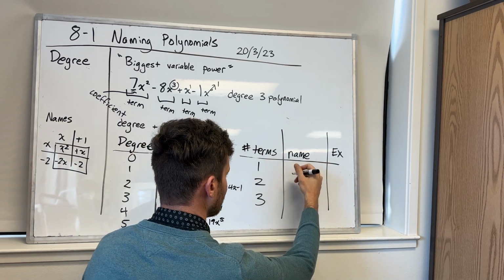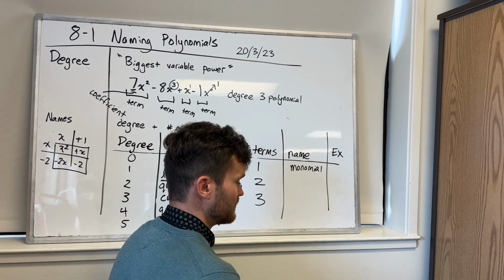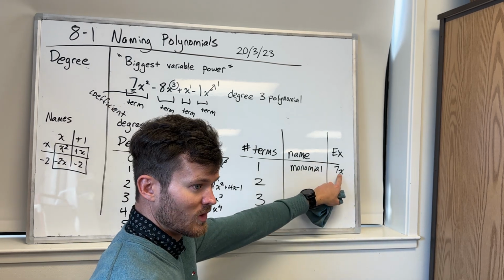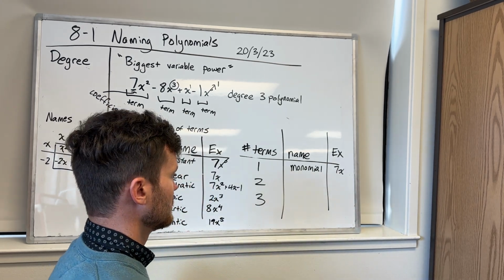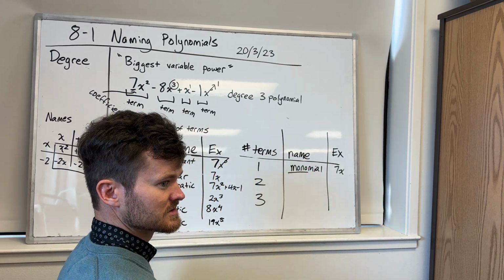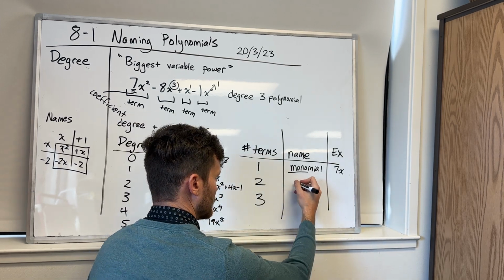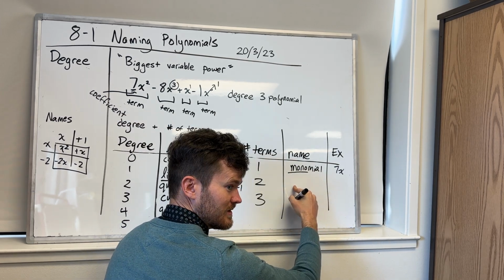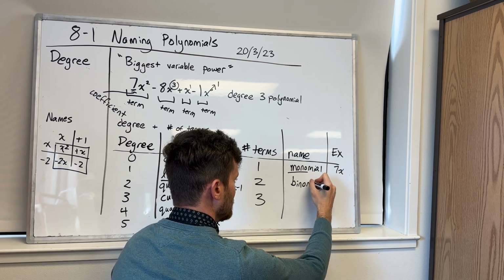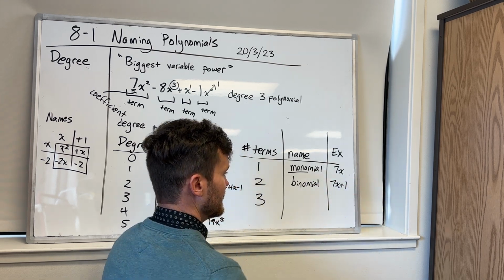If there's only 1 term, that's called a monomial. An example of that would be 7x. 7x is a monomial because there's just 1 term, 1 chunk. And again, if you don't know your root words, M-O-N-O, mono means 1. Mono, 1. All right. Anyone want to take a guess for the next one? Binomial. That just means you have two terms. So if I had like 7x plus 1, now there's two terms there.